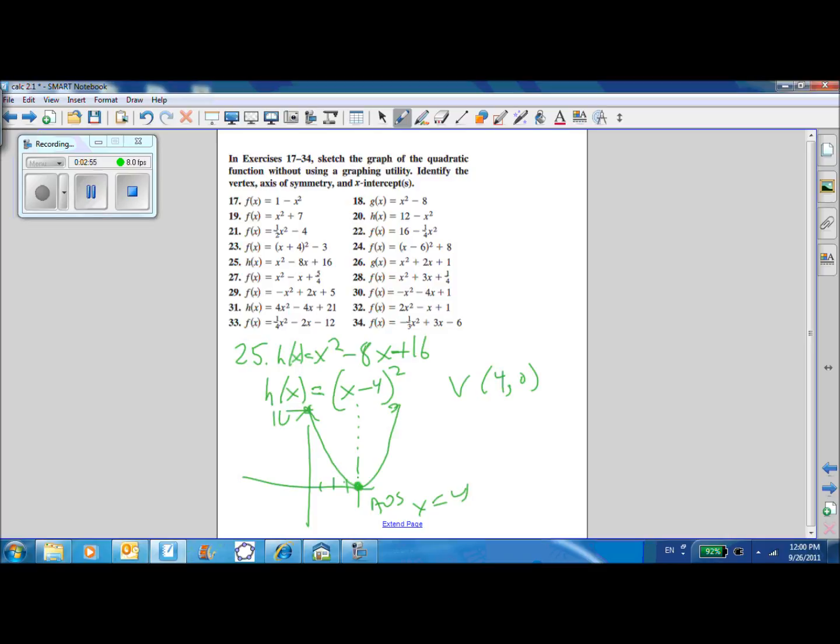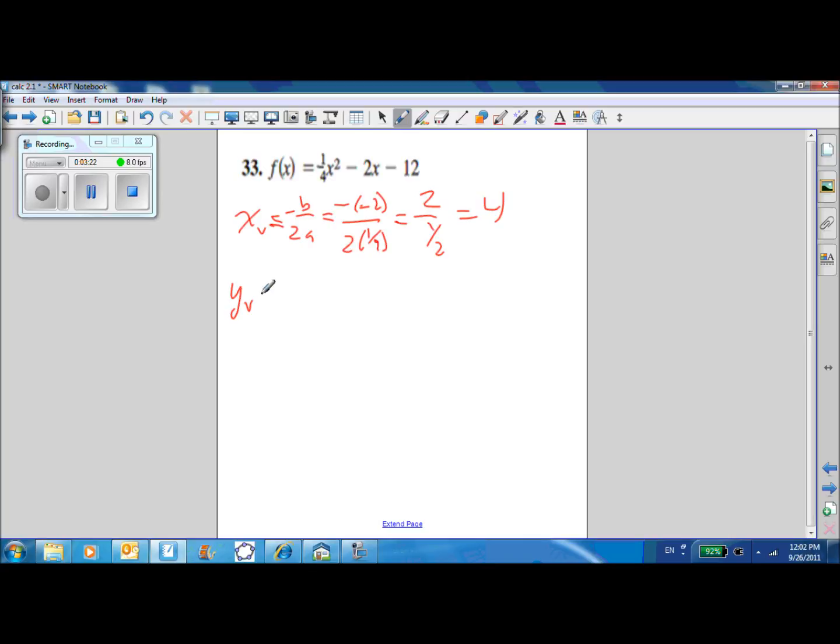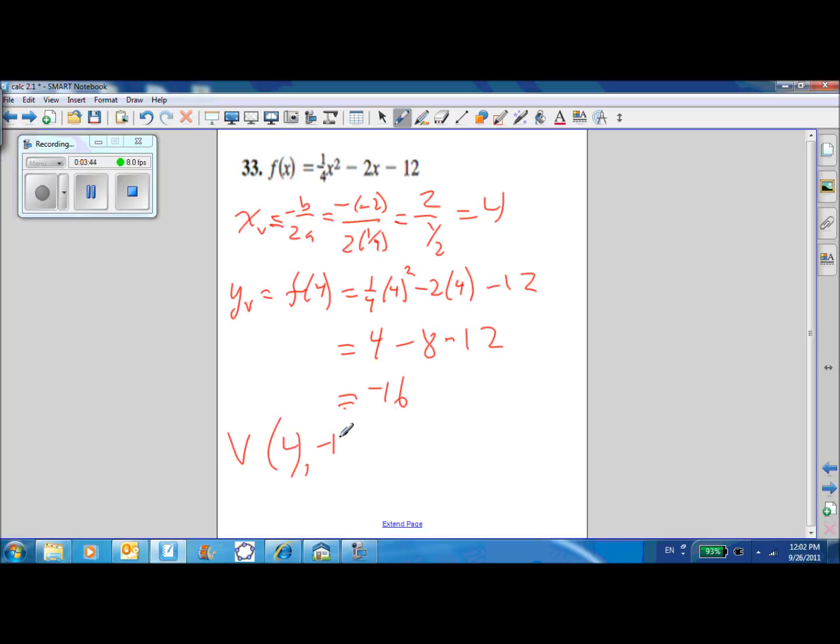Let's try another one. Okay, here's f of x equals 1/4 x squared minus 2x minus 12. Well, let's take the shortcut from standard form, and that is that the x coordinate of the vertex will be negative b over 2a. So negative 2 over twice a fourth is 4. To find the y coordinate of the vertex, we can put 4 into the function. f of 4, so that's 1/4 times 4 squared minus 2 times 4 minus 12. So the vertex is at 4, negative 16.